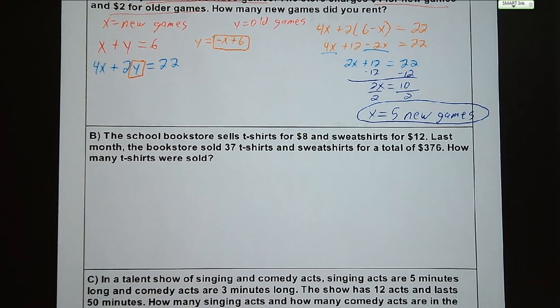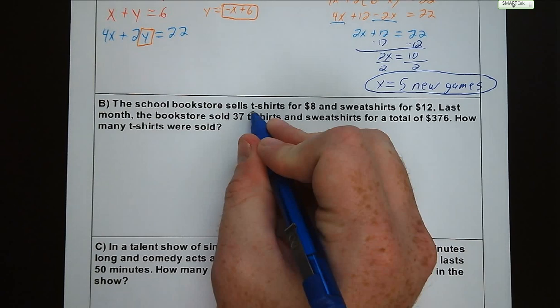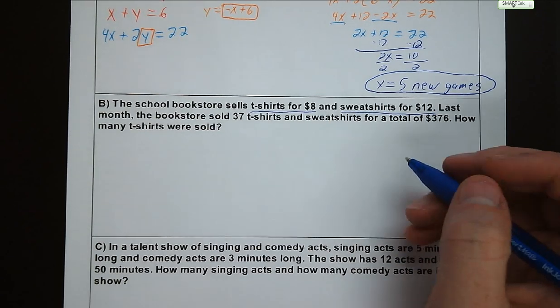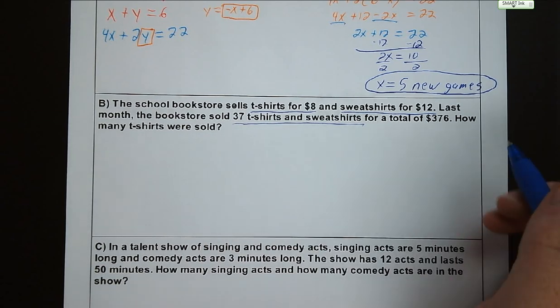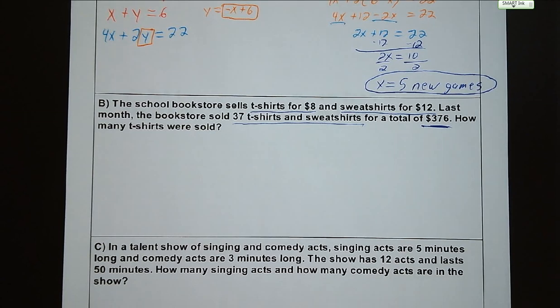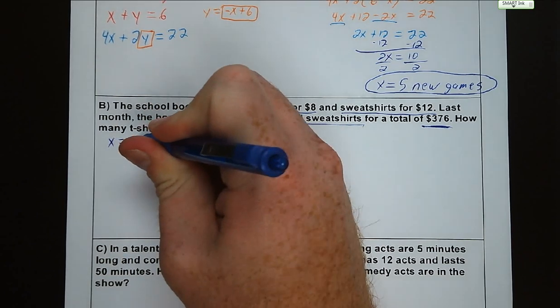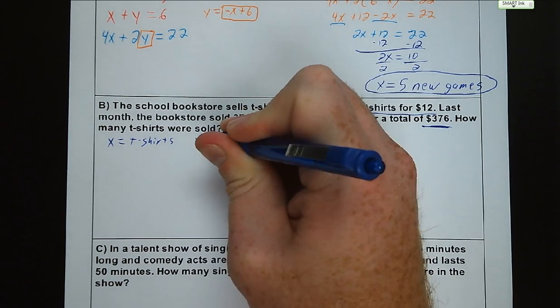All right. So the school bookstore sells T-shirts for $8 and sweatshirts for $12. Last month, the bookstore sold 37 T-shirts and sweatshirts combined for a total of $376. We want to know how many T-shirts were sold. So we're going to say X is T-shirts and Y is sweatshirts.